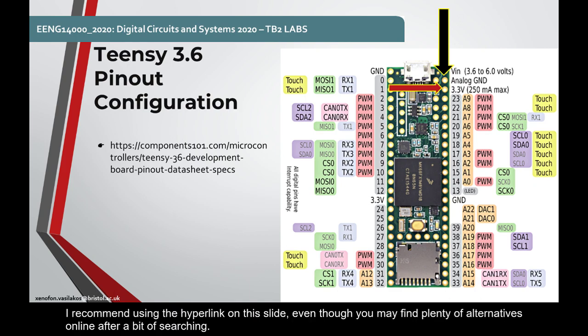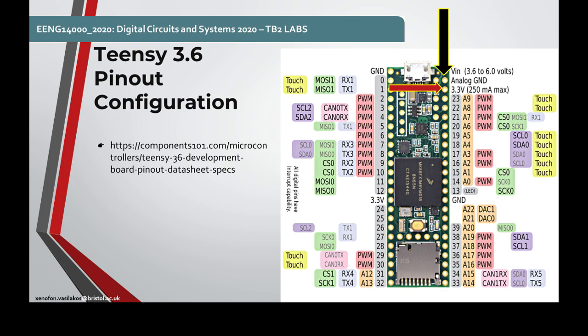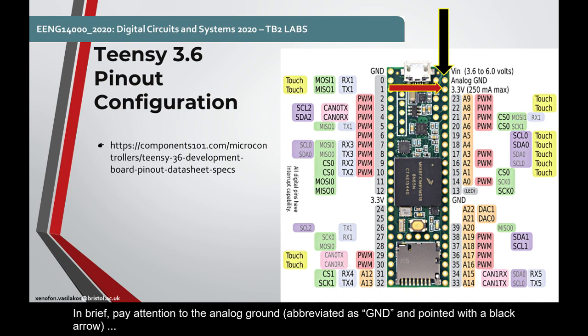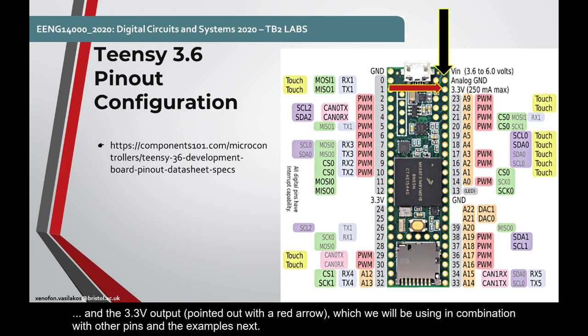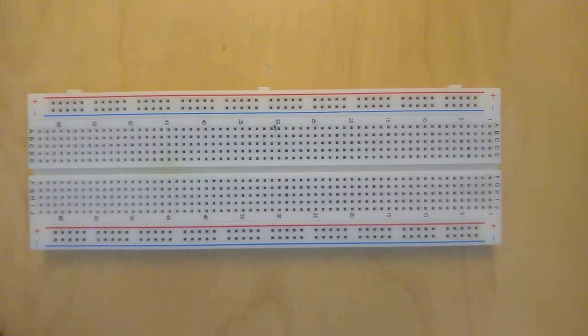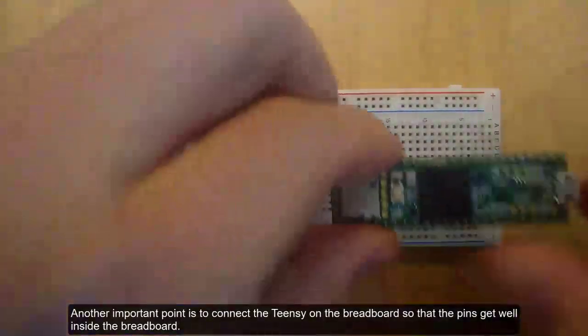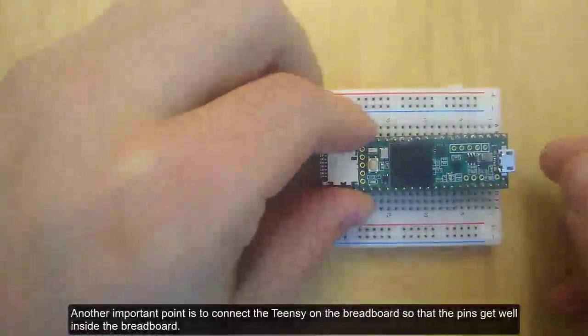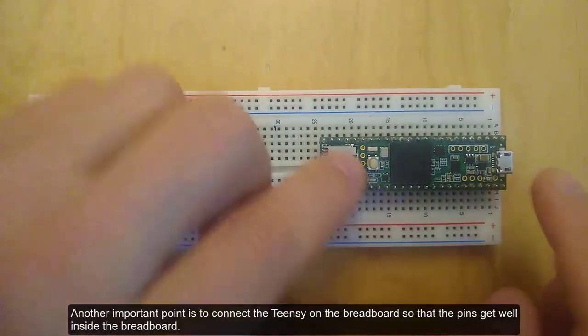I recommend using the hyperlink on the slide, even though you may find plenty of alternatives online after a bit of searching. In brief, pay attention to the analog ground, abbreviated as GND and pointed with a black arrow, and the 3.3 volt output, pointed out with a red arrow, which we will be using in combination with other pins in the examples next. Another important point is to connect the Teensy on the breadboard so that the pins get well inside the breadboard.